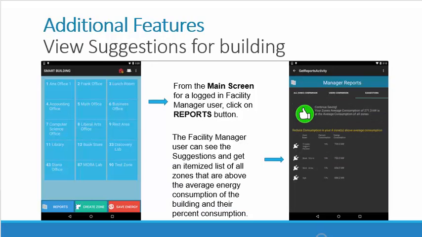To view suggestions for the building, the facility manager can select the Reports button from the main screen. The facility manager will then be able to see the Suggestions tab and get an itemized list of all the zones that are above the average energy consumption of the zones in the building. The facility manager will also be able to see the % consumption of these zones.